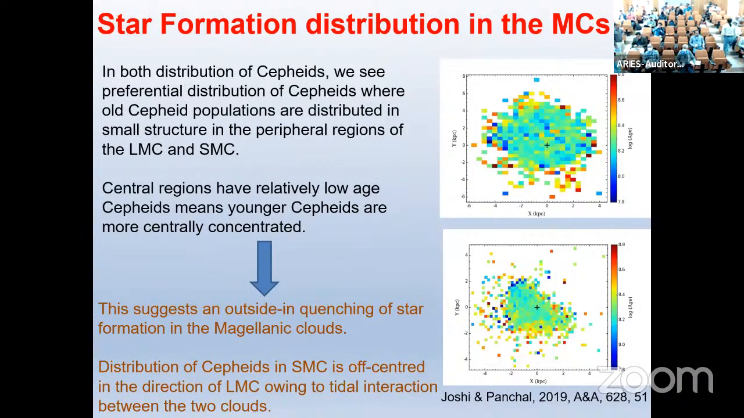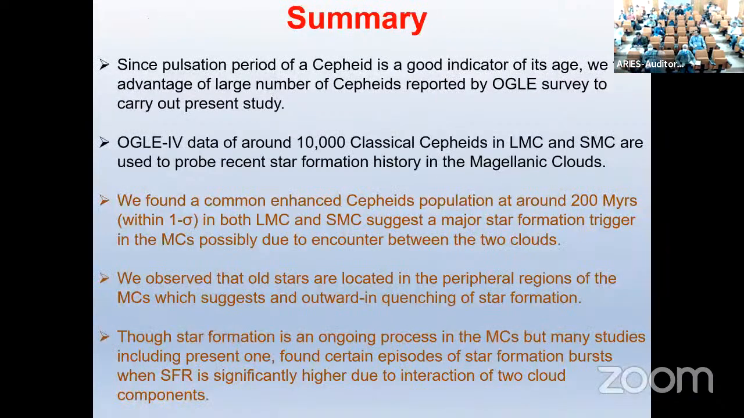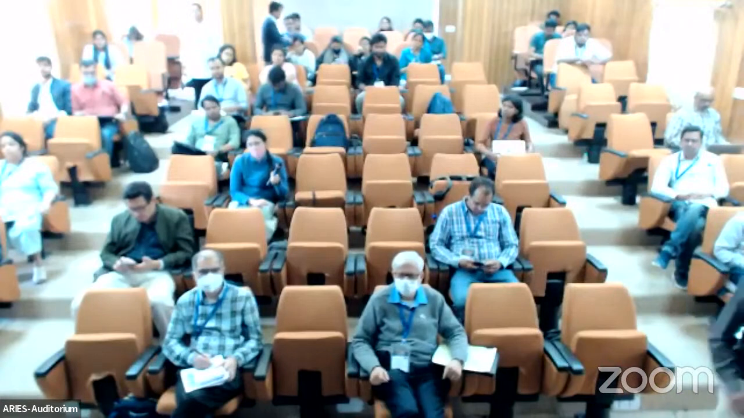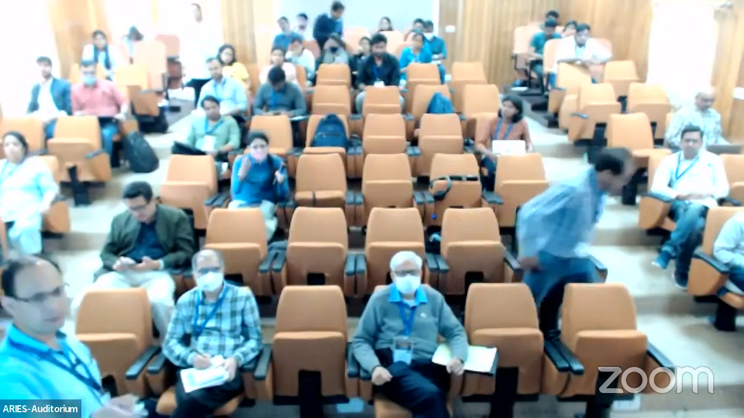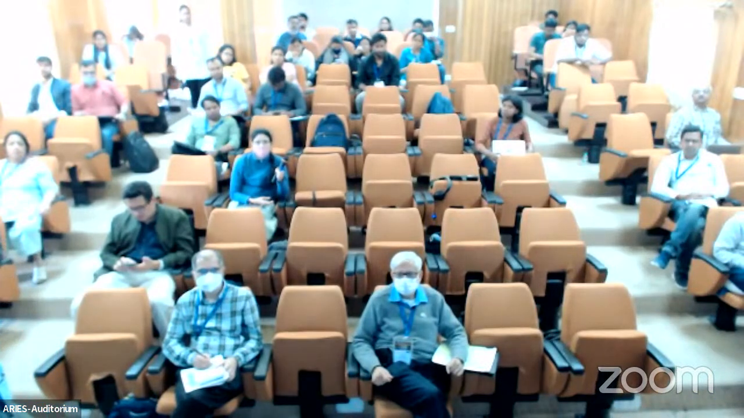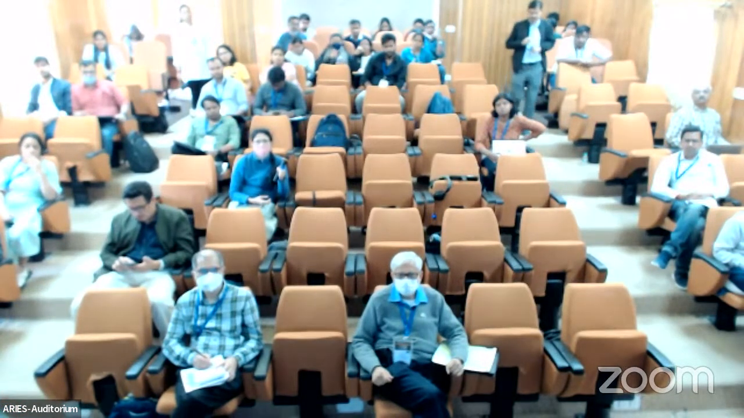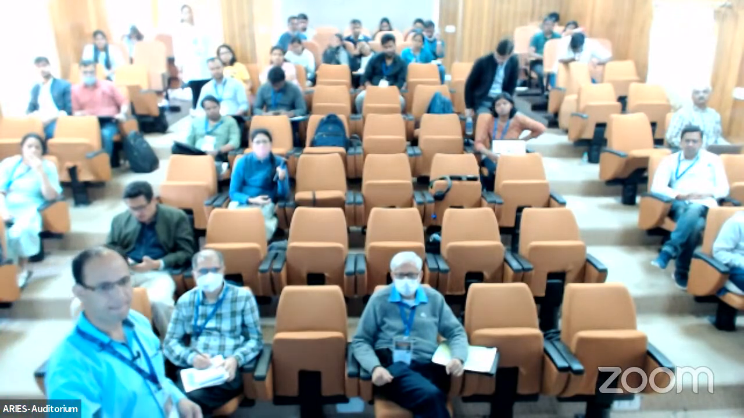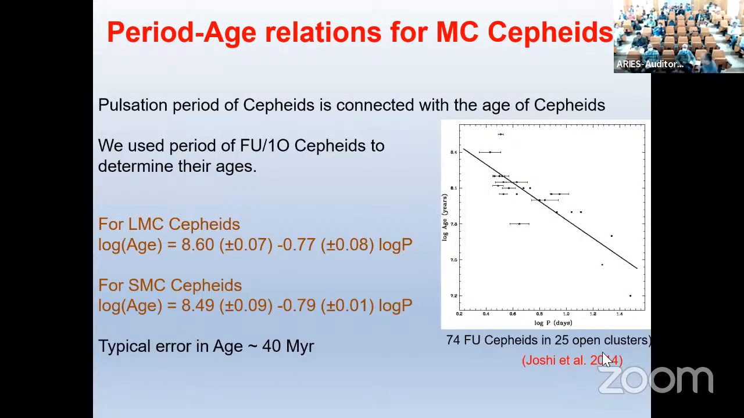The second question is about your period-age relationship that you derived. What is the uncertainty in that? It is given there. Errors are given here, and the typical age uncertainty is 40 million years for this equation, for LMC and SMC. So this is one answer.